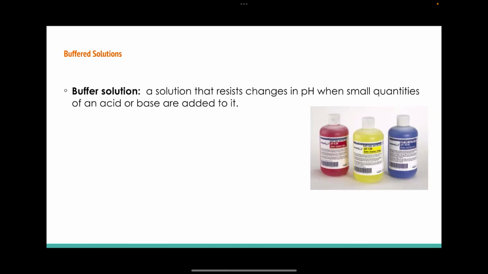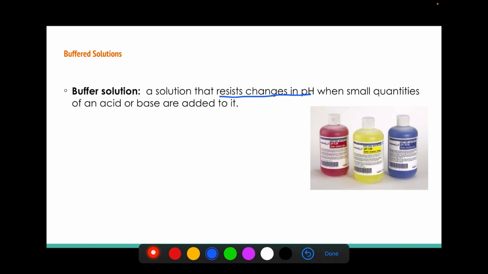A buffer is a solution that resists changes in the pH when small quantities of an acid or base are added to it. In other words, it's a solution that maintains the same pH when you add acid or base to it. A buffer solution contains a weak acid and its conjugate base.